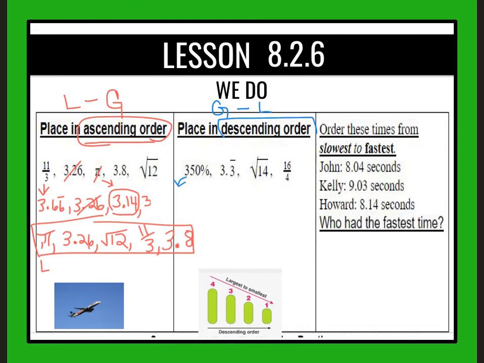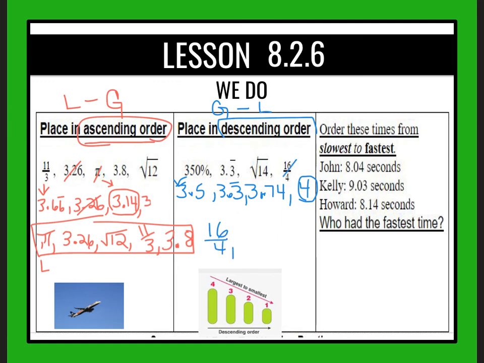350%, you can type as 350 divided by 100 because percent is out of 100, and you'll notice that gives you 3.5. And then 3.3, I don't have to do anything with that. Square root of 14 gives me approximately 3.74, and 16 divided by 4 is 4. So as I look at the descending order, now I'm going to go greatest to least. So I see that 4 is the greatest, but it's represented as 16 divided by 4, okay?